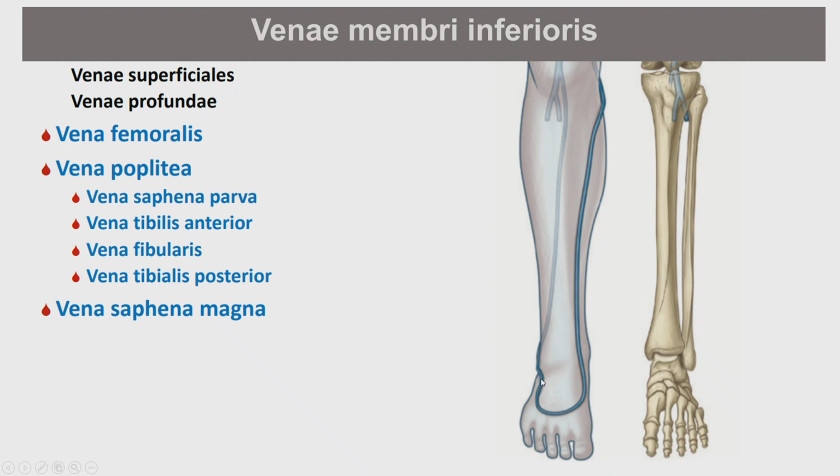But the small saphenous vein, or the lesser, or the vena saphena parva, is going behind the lateral ankle, and then posteriorly it is going and draining to the popliteal vein, and it has the passage together with the sural nerve. Here is passage with the saphenous nerve.